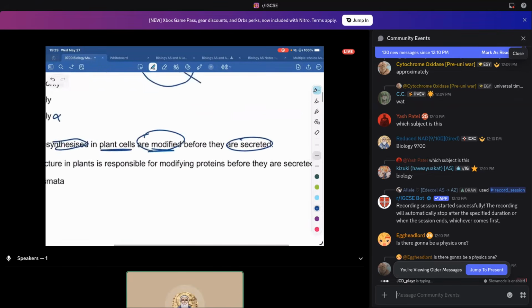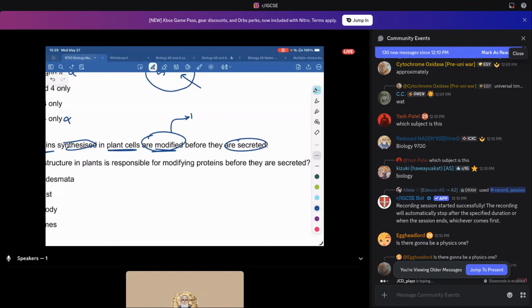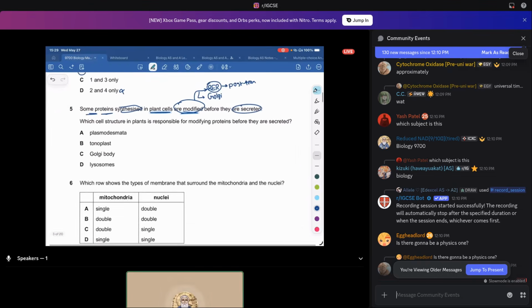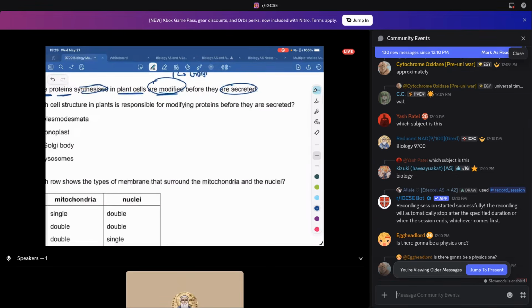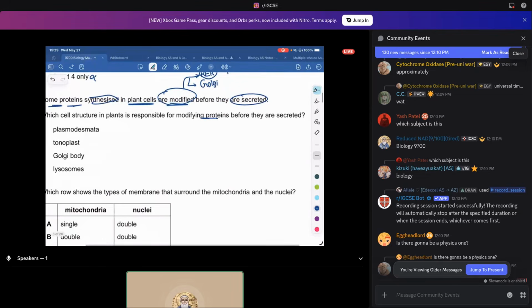There are two places where proteins are modified in eukaryotic cells: the rough endoplasmic reticulum and the Golgi apparatus. Now, the rough endoplasmic reticulum is the initial post-translational modification. It's what forms the secondary structure, among other things, of course. So, which cell structure is responsible for modifying proteins before they're secreted?